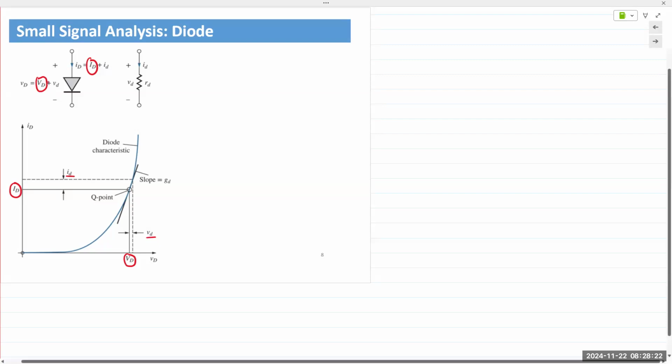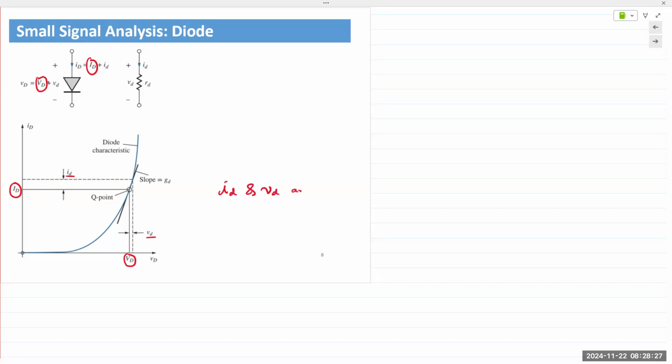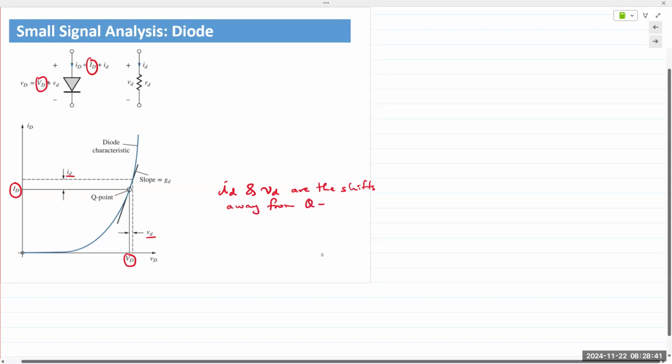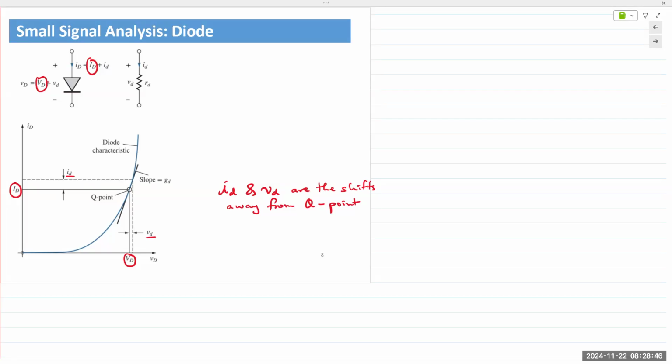So ID and VD are the shifts away from our DC bias point, or from the Q point. Okay, from the Q point. Now, these deviations must be small enough. Again, the keyword is small signal analysis or small signal model. So their shifts must be small enough so that we can treat it as linear.